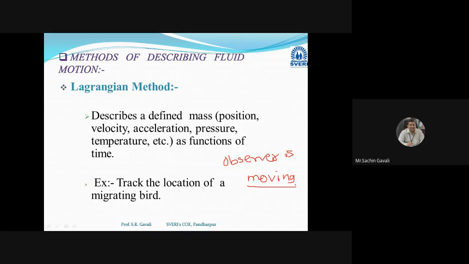And this tracks the location of a migrating bird. It means the observer also has to move with that particular object. So this is the Lagrangian method, and there will be a separate equation for each particle's motion. We have to study all the particles, and therefore the equations will become too many. If you are writing the equations of flow parameters, maybe velocity, acceleration, many more equations will be there, because every fluid particle we have to trace, and the observer also has to move.